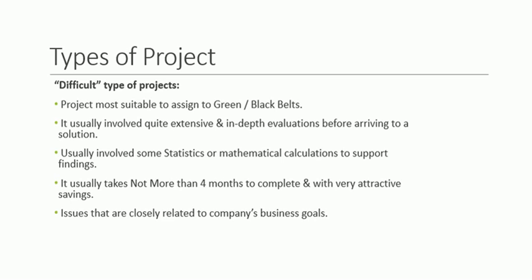The second type of projects is the difficult type of projects. These projects are basically assigned to Six Sigma black belts and green belts during their certification program, and after that to check their knowledge of Six Sigma. Also, these involve quite intensive research and evaluation before arriving at a solution. These projects further involve usage of different Six Sigma tools, mathematical equations, hypotheses, and statistics to evaluate your findings.